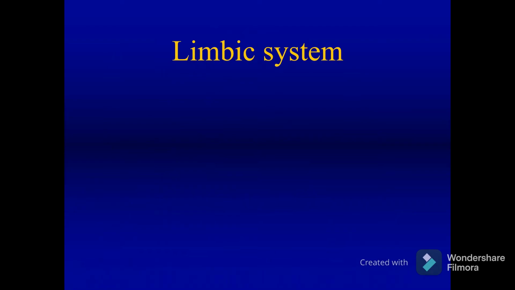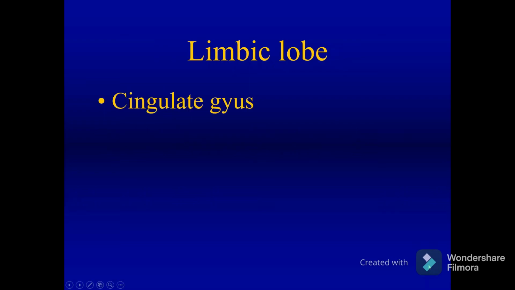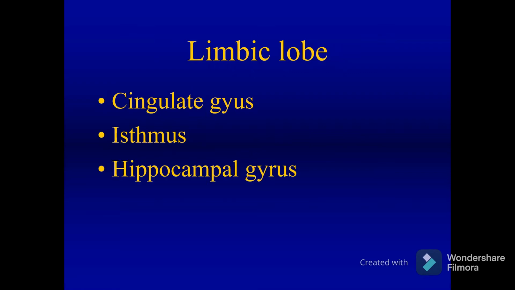So the limbic system consists of two important structures. One is the limbic lobe and the second is the related subcortical nuclei. In the limbic lobe, you will find the cingulate gyrus, isthmus, hippocampal gyrus, and uncus. Uncus is the anterior part of the parahippocampal gyrus. So we have four important structures in the limbic lobe.